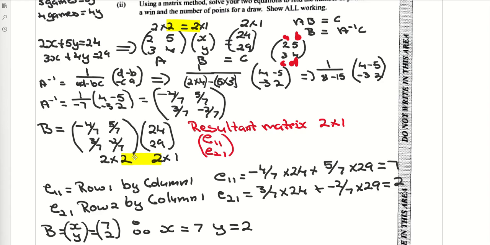We have to make sure that the number of columns in your first matrix is equal to the number of rows in your second matrix. So if you see the ones that I highlighted there, that is equal. So my resultant matrix when I multiply is going to be this here, which is 2 multiplied by 1.